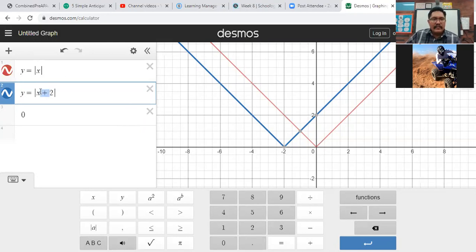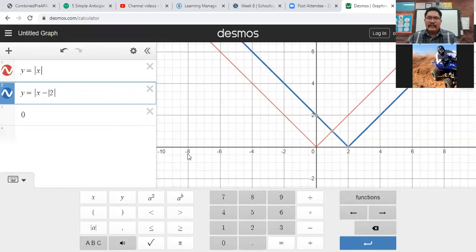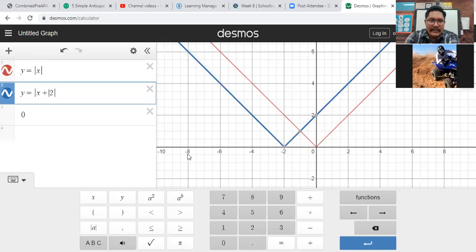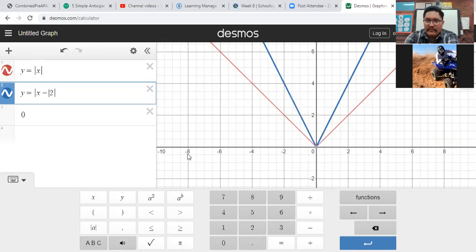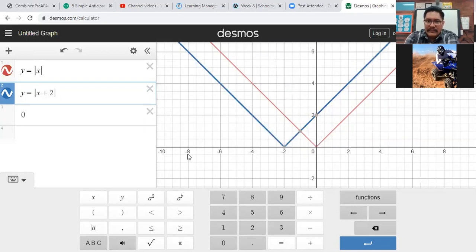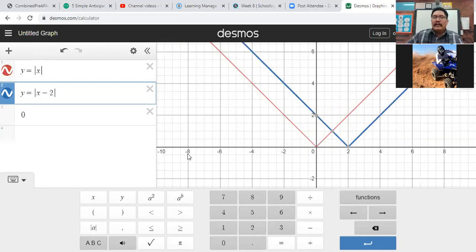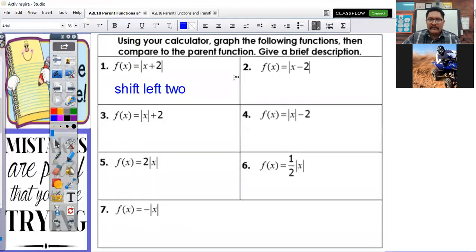Now for problem number 2, they have the same problem, but it is minus 2. See, plus 2, minus 2. If you use the minus 2, and again, judging it from the parent function, that's why I left the parent function up there, so you can easily see where it was and where it went. We can see that it moved to the right 2 spaces. So I'm going to fill that in: shift right 2.